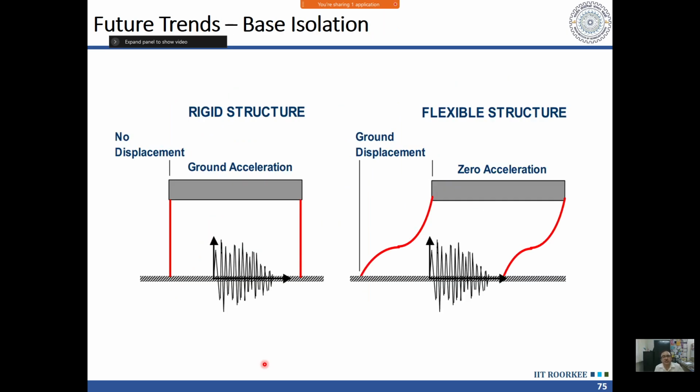The other future trend is base isolation, although it is quite old worldwide if we see, but was more popular in Japan and New Zealand and of course US, but now it may become popular in coming years in our country also. So here it works on the flexibility of the structure. So we make the structure flexible. So when we make the structure flexible, what happens?